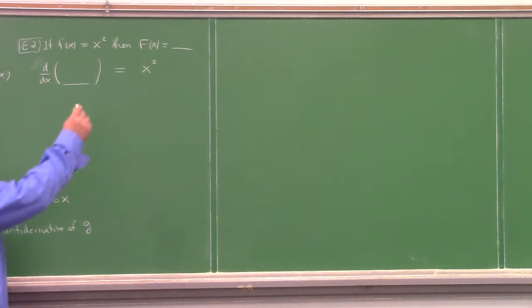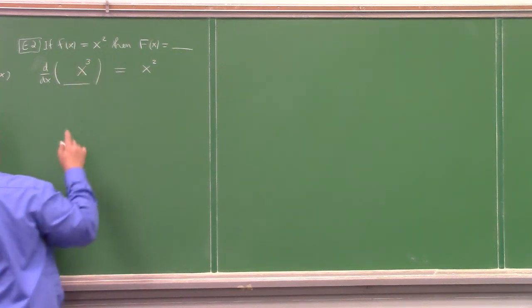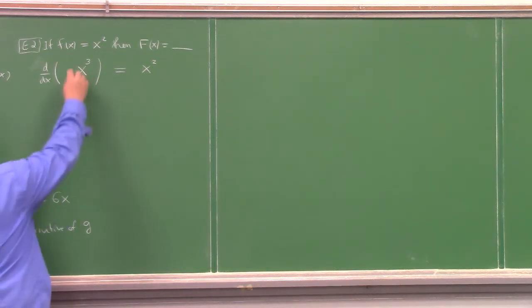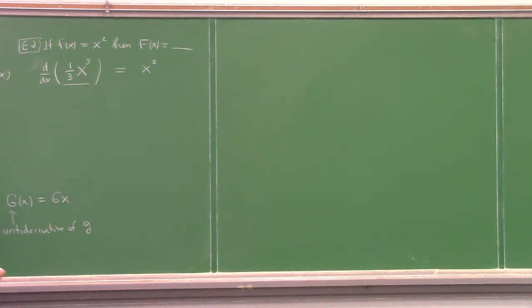x to the third, that is a great starting point. And then, that doesn't work by itself, right? Because that gives us 3x squared. 1/3. You got it. That's it. I don't know if this is true in all cases, but in many cases it would be a fraction like this. It looks like it for these power functions, right?